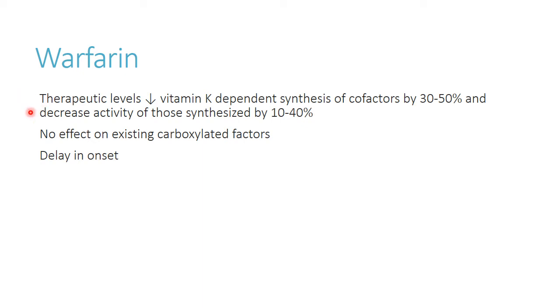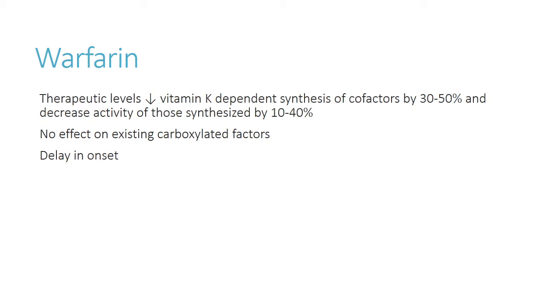So anyway, what we're going to see is when you have therapeutic levels of warfarin, you'll be able to drop the synthesis of clotting factors by about 30 to 50% or so, and the activity of those that are synthesized, that actually do get made, is going to be less effective as well, about a 10 to 40% decrease there. Again, it's not working on already produced factors floating around the blood, so that means we're going to have a delay in onset. Again, typically 3 to 5 days before we really start to see peak effects from the warfarin.